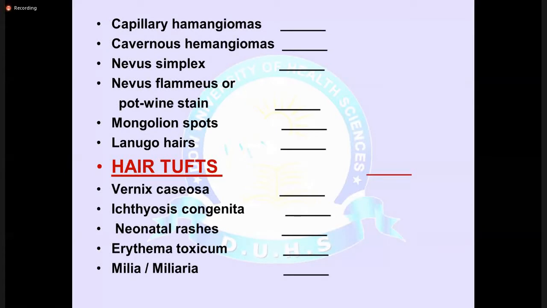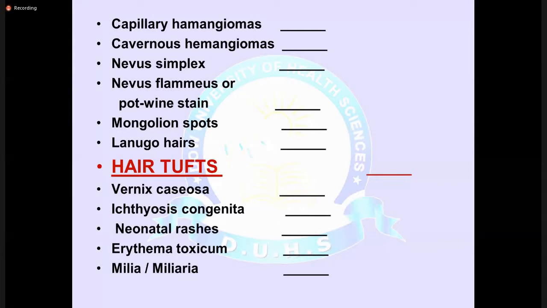Certain hemangiomas are seen at birth, like capillary hemangiomas, cavernous hemangioma, certain stains on the body like port wine or nevus flammeus or nevus simplex. These are the spots on the body like Mongolian spots, birthmarks, the lanugo hairs on the body. These are the hairs on the body present at birth. And sometimes you may find an abnormal tuft of hair on the spine at the back, which might be a sign of any spinal cord deformities.